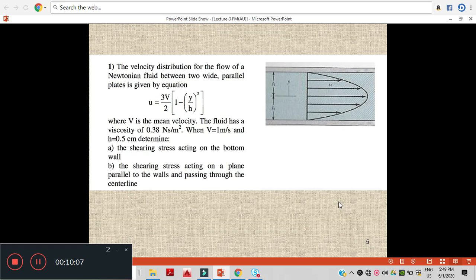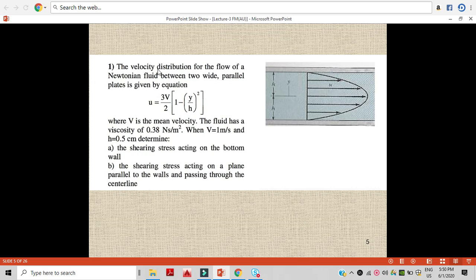Now let's move on to some examples of viscosity. In problem number 1, the velocity distribution for the flow of a Newtonian fluid between two wide parallel plates is given by this equation, where v is the mean velocity. The fluid has a viscosity of 0.38 Newton second per meter square when v is equal to 1 meter per second and h is equal to 0.5 centimeter.